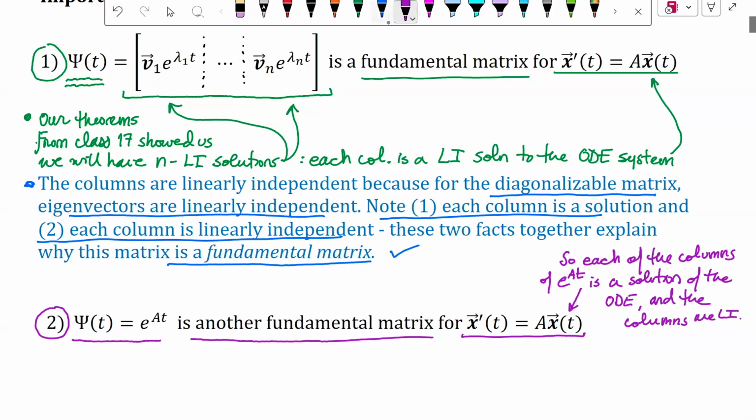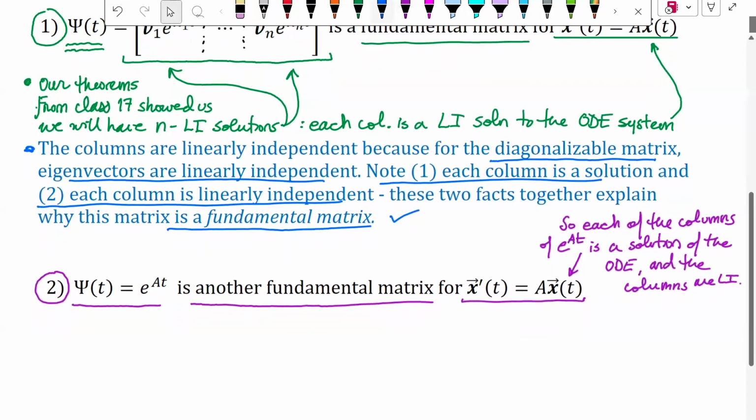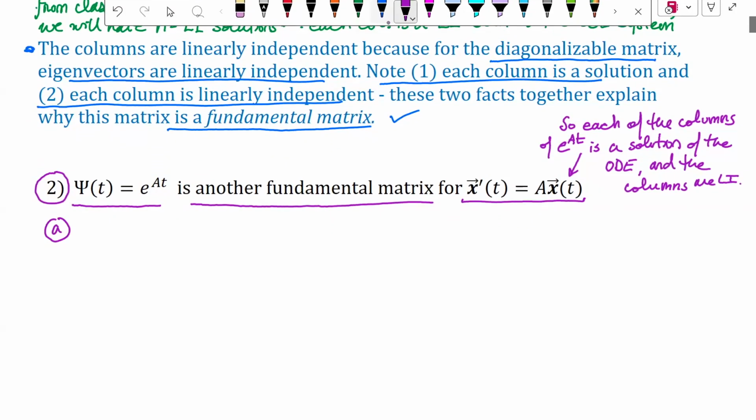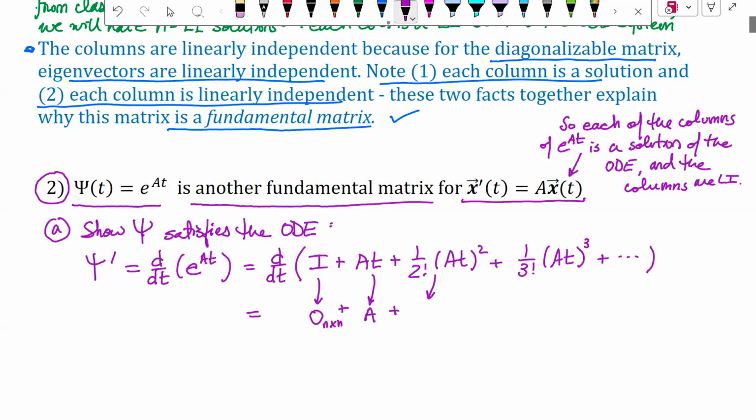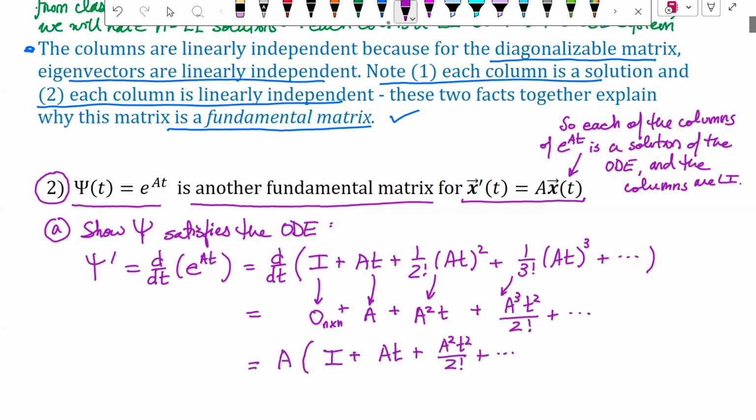All right, let's show that psi is in fact another fundamental matrix of this system. First, let's show that psi satisfies the ODE. Let's go back to the Taylor series definition of e to the At to show this easily. The derivative of psi is, of course, then the derivative of e to the At, which is the derivative of the Taylor series form of e to the At. This should feel like a familiar exercise because we did this when we showed that we could take the derivative of e to the At and it ended up being A times e to the At. So we've confirmed that psi prime equals A times psi.